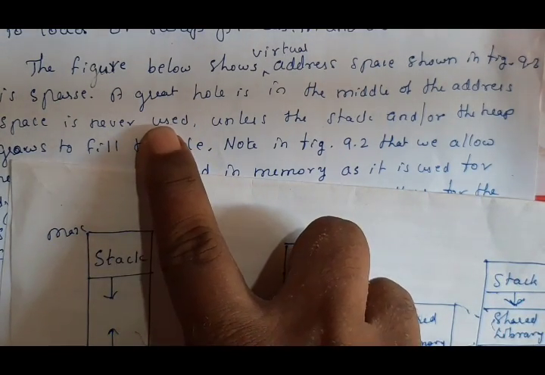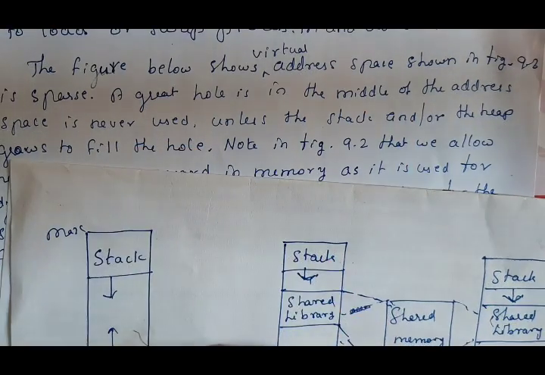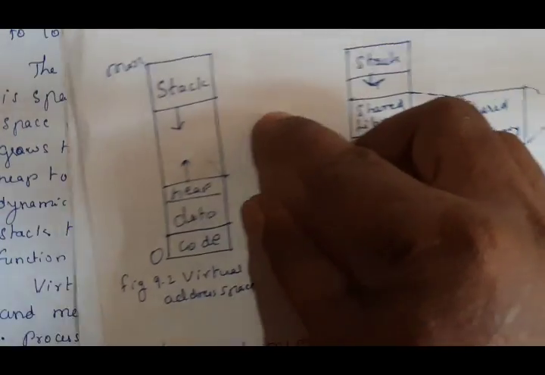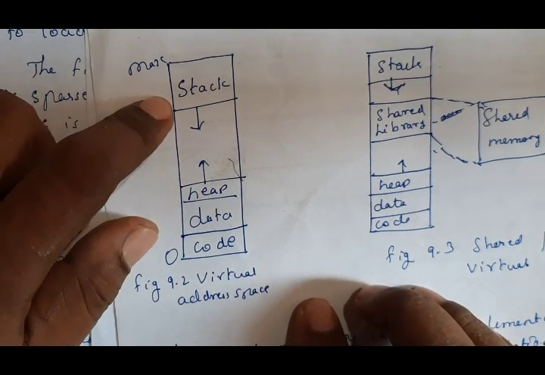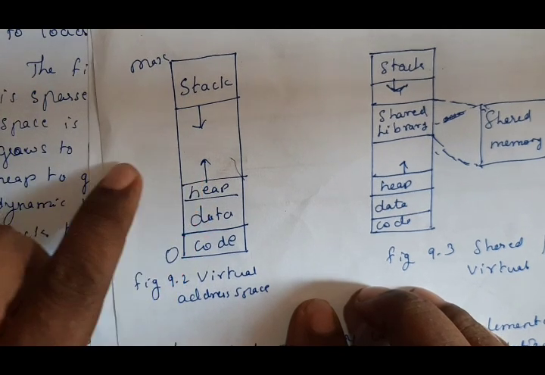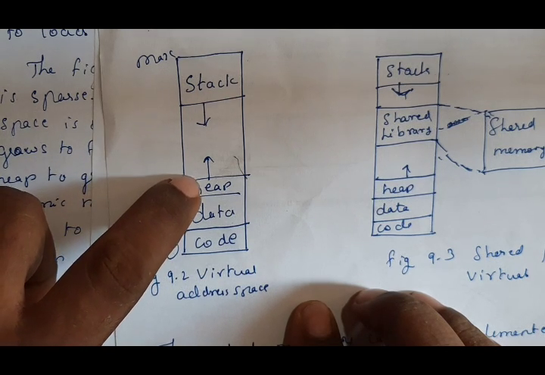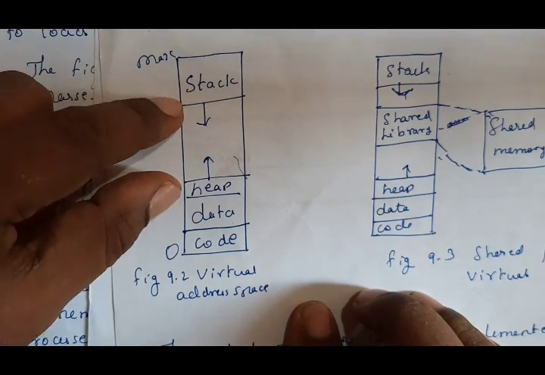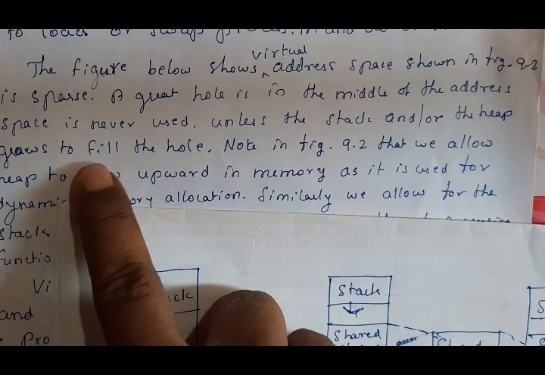Then a great hole in the middle of the address space is never used unless the stack and the heap grow to fill the hole. This part is the hole. Actually, it is never used unless the stack grows downwards and the heap grows upwards. Heap memory is dynamically allocated. So the heap goes upside, the stack goes downside. This is the hole, unless the stack and the heap grow to fill it.